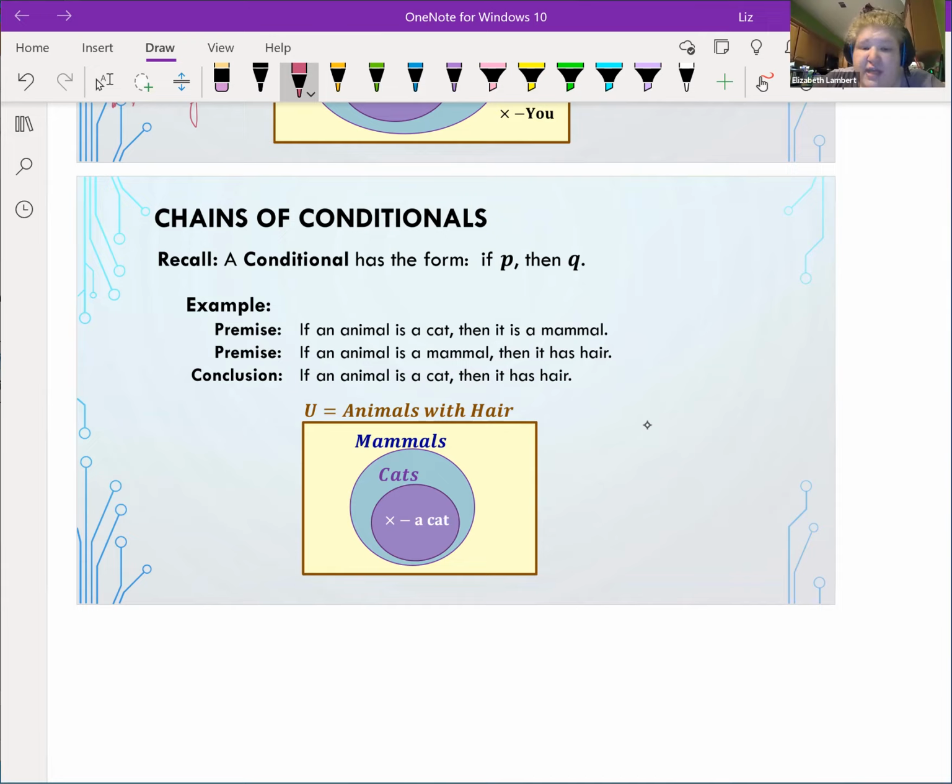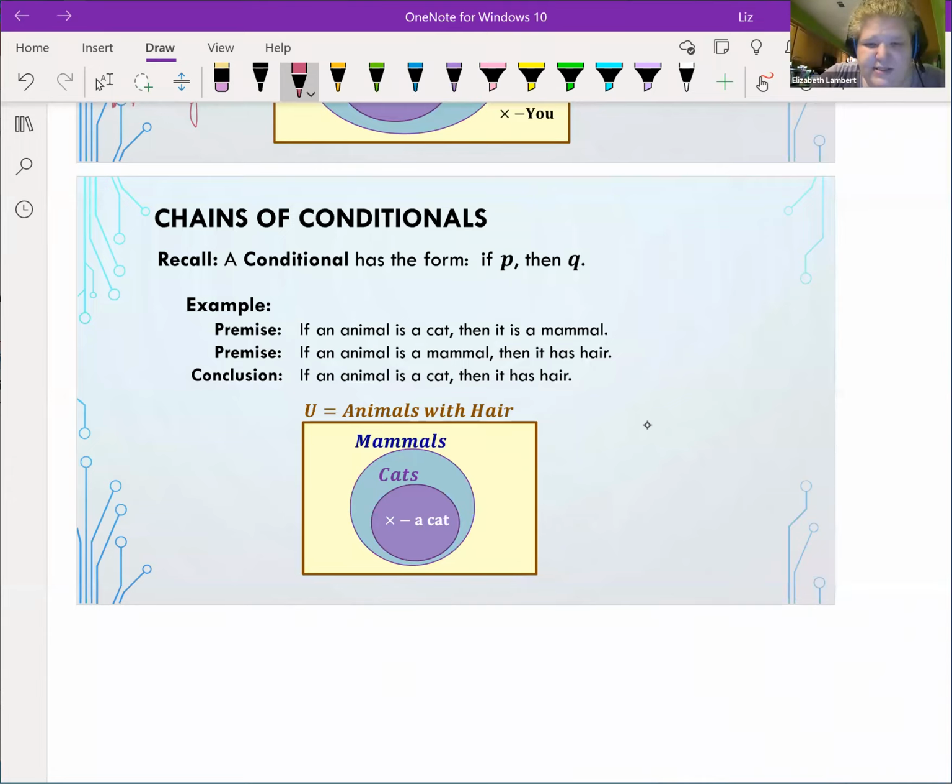So the conclusion then is something within the smallest set, the cat set. So a cat, if an animal is a cat, then it has hair, because by being in the circle, it is a mammal, and thus it is within the animals with hair. So this is what we call the transitive property.